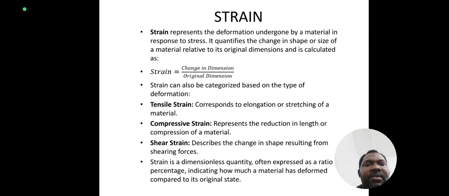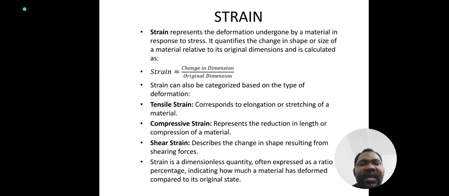And strain can be categorized based on the type of deformation. The same way we have three types of stress, we also have three types of strain. We have tensile strain, which corresponds to elongation or stretching of a material; compressive strain, which represents the reduction in length or compression of a material; and shear strain, which describes the change in shape resulting from shear forces. I've shown you what shear forces are.